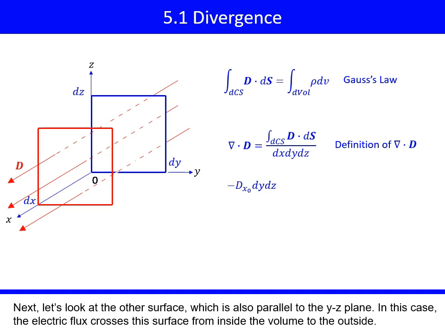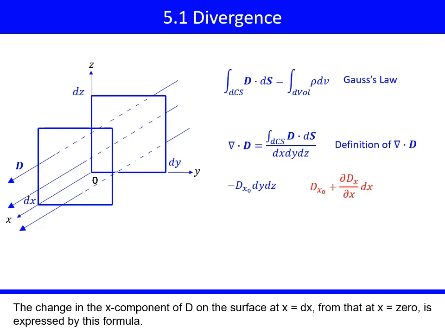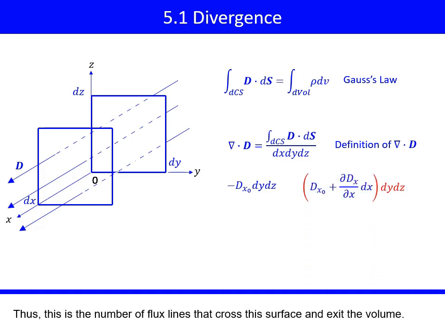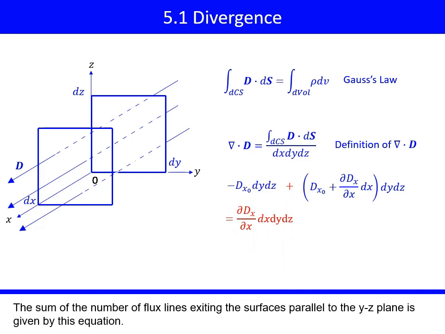Next, let's look at the other surface, which is also parallel to the YZ plane. In this case, the electric flux crosses the surface from inside of the volume to the outside. The change in the x component of D on the surface at x equals dx, from that at x equals 0, is expressed by this formula. Thus, this is the number of flux lines that cross the surface and exit the volume. The sum of the total flux lines, exiting the surfaces parallel to the YZ plane, is given by this equation.